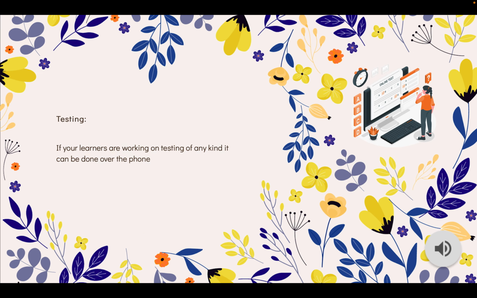The phone is a great way to work on testing. If your learners were working on testing of any kind, it could be done over the phone. For example, they may be working on their written driver's test or their citizenship test. Tutors can read the questions and learners can orally answer.